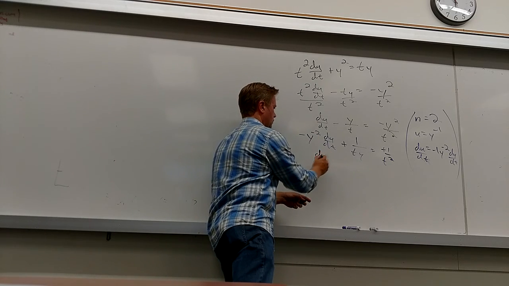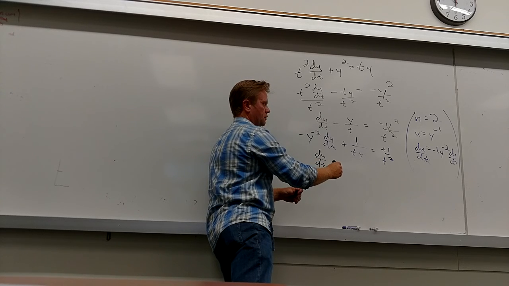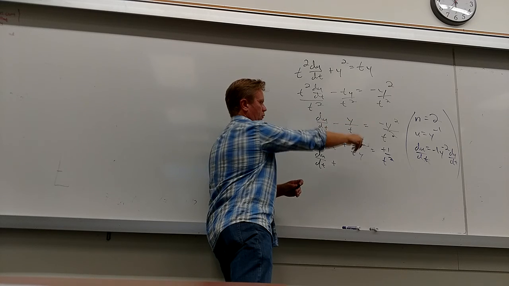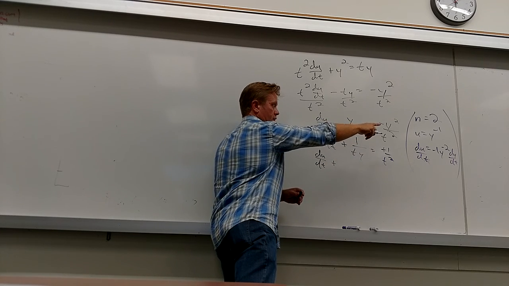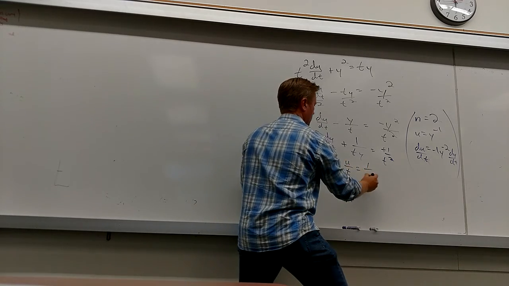This is going to be du dt. This is going to be 1 over t. What's 1 over what? U. So it's going to be u over t equals 1 over t squared.